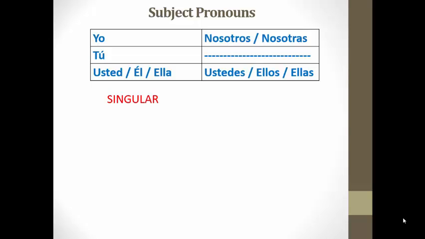Let's look a little bit more at the singular side. The subject pronoun in Spanish, yo, means I in English. Think about how you know that a pronoun replaces a noun. So if you want to talk about yourself in Spanish, you would say yo.